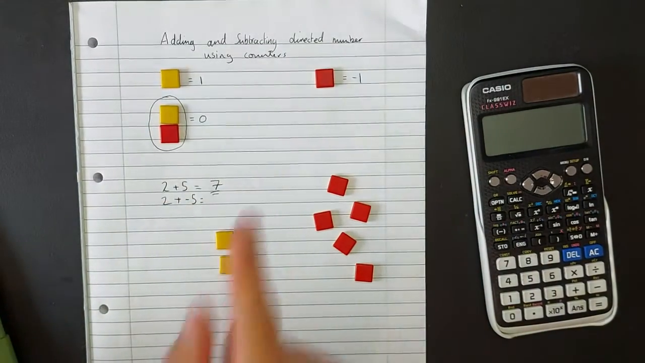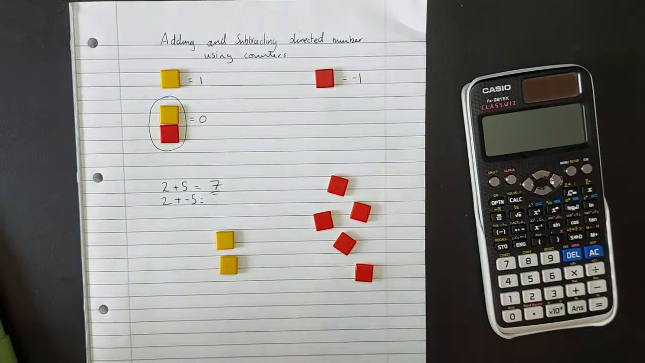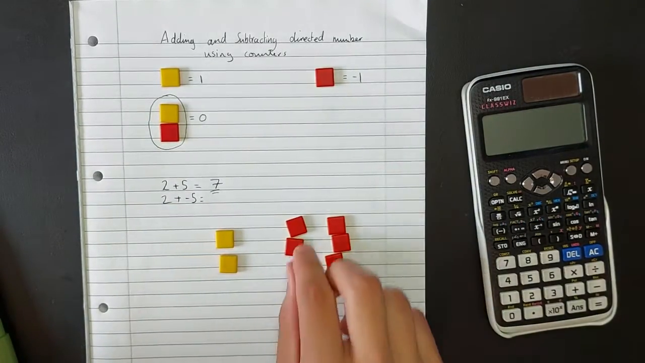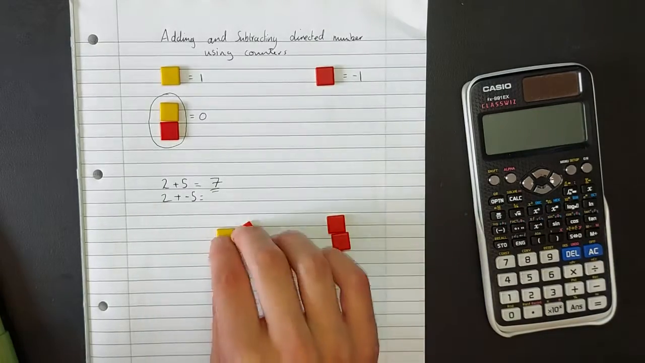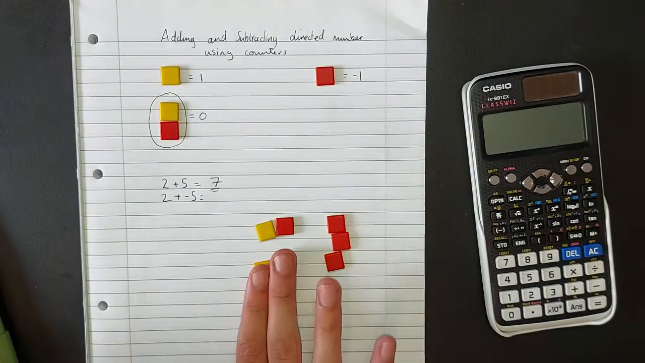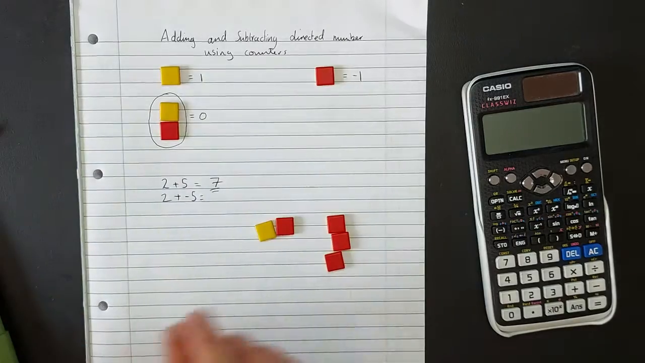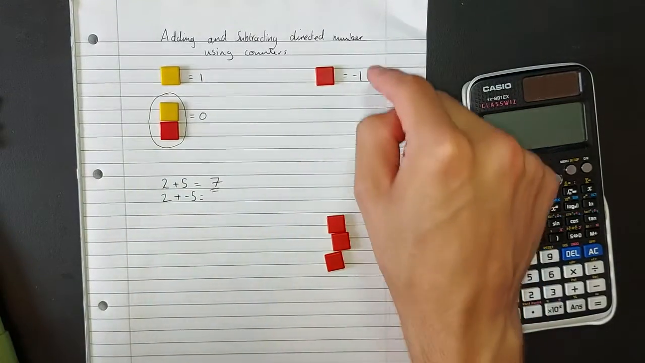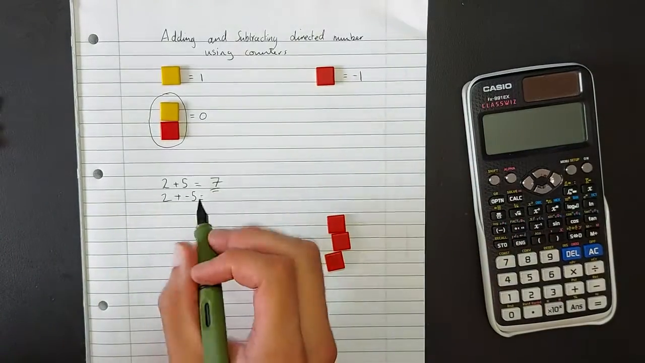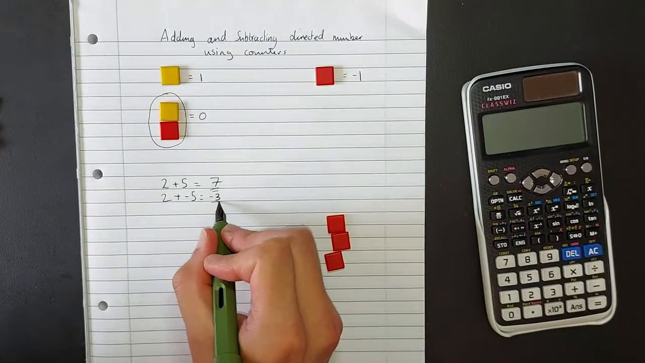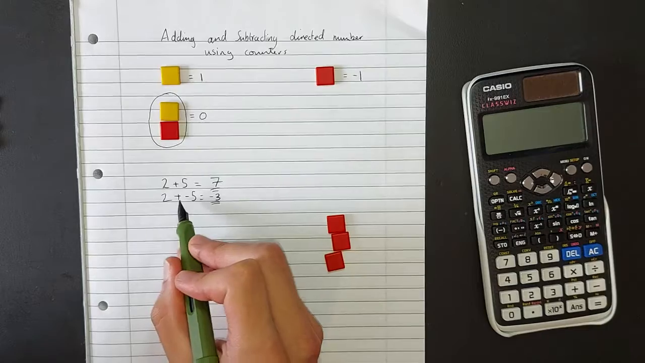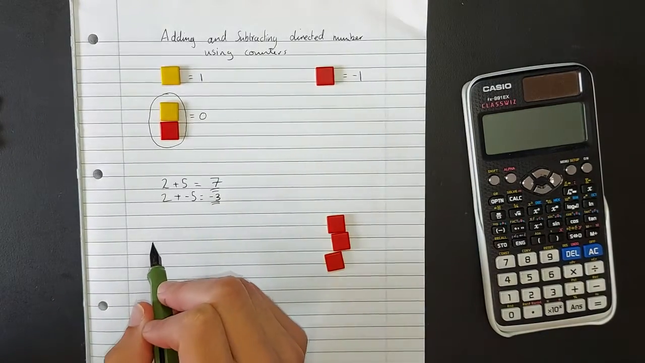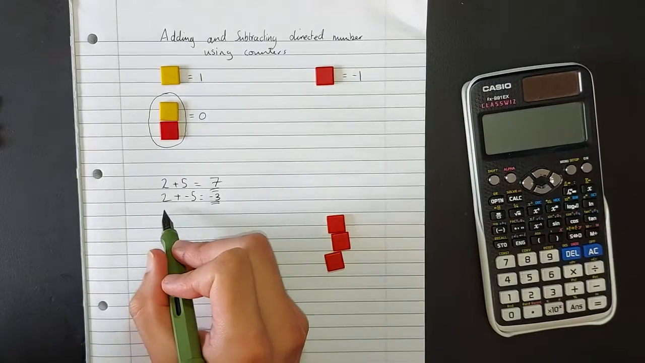Now remember, every time we pair up a red and a yellow, they cancel out and become 0. So we've got 5 red counters, 2 yellow counters. These two we can pair up, these two we can pair up. This becomes 0, so it will go away. This will become 0, so it will go away. That leaves us with 3 red counters, which is -3. So 2 add -5 gives us -3.